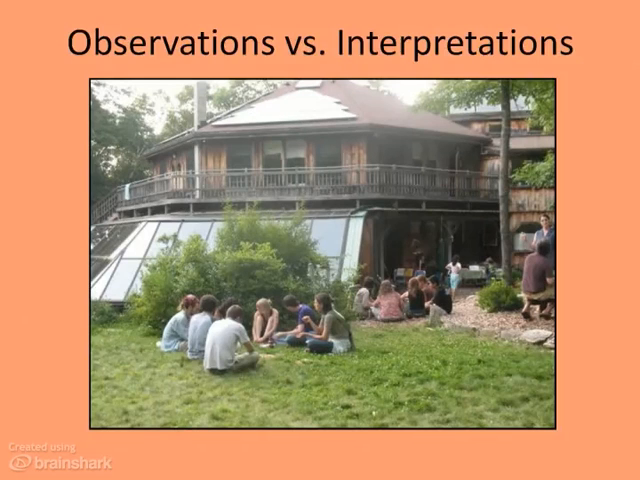Observation 2. People are gathered in small groups. Interpretation of this would be that people are perhaps having a class outdoors. Observations often have multiple interpretations that arise. As you begin your site analysis, try to stay in the observation stage as much as possible.